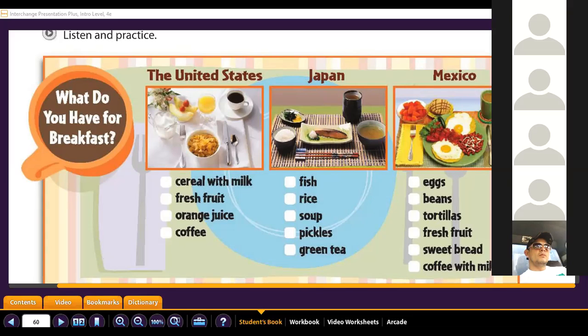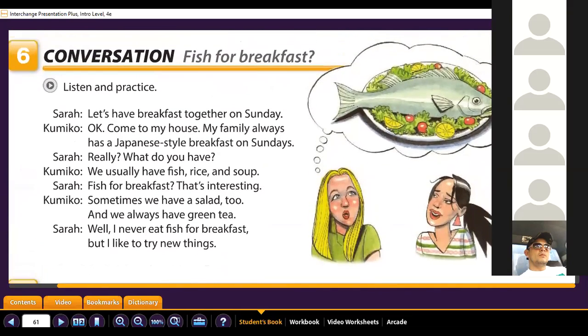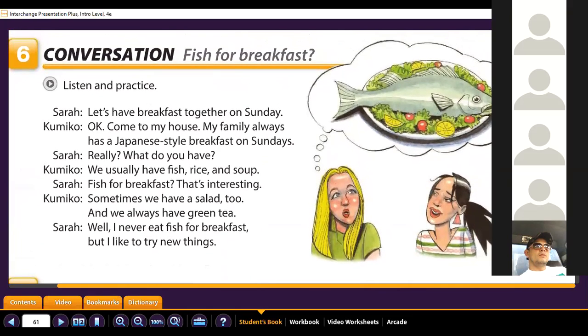Good job. Now, let us take a look to the conversation that we have here. Let's practice pronunciation. Well, the topic of the conversation is fish for breakfast. Can you repeat? Fish for breakfast? Fish for breakfast. Okay, now let's practice that conversation. Let's have breakfast together on Sunday.